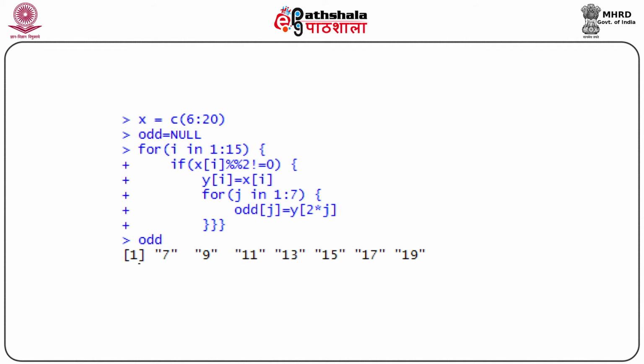Again, we are using the logic that if we divide any even number by 2, then the remainder will be 0. So here, if the number we have chosen from 6 to 20 gives a remainder not equal to 0 when it is divided by 2, then we will assign those x values to y. And again, taking j from 1 to 7, we get the odd values by taking the values corresponding to y[2*j]. In this way, we can also find the even numbers between 6 and 20.